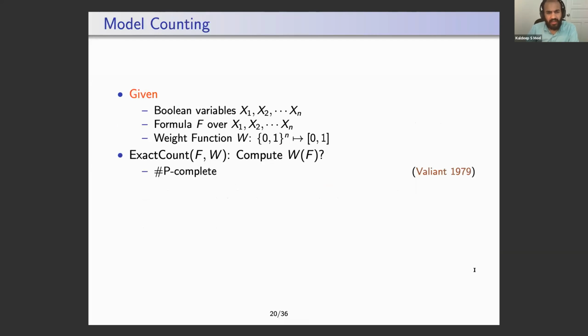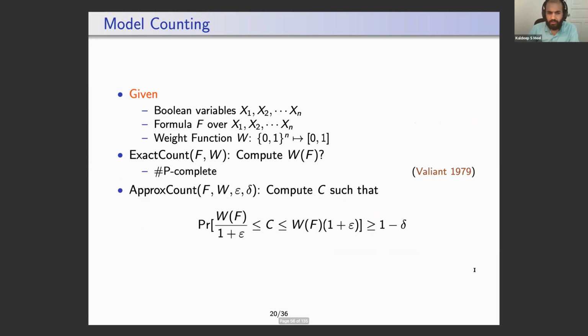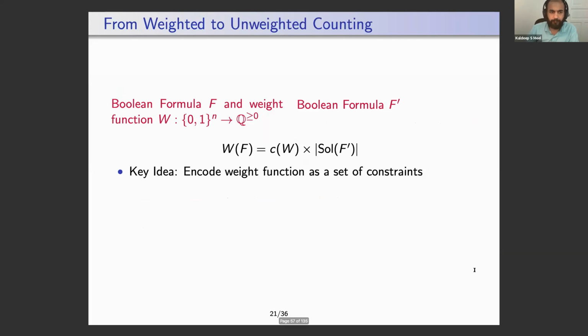So again, going back, we have a set of Boolean variables, a formula over these variables, and a weight function over the assignment space. The problem of exact counting is #P-complete. So we are going to look at an approximate version, where in addition to F and W, we are given two parameters, epsilon and delta. And we would like to compute an estimate C, so that C is within a 1 plus epsilon factor of the true count with probability at least 1 minus delta.